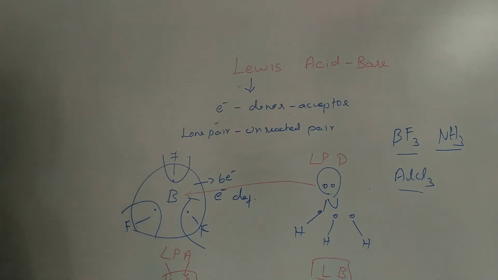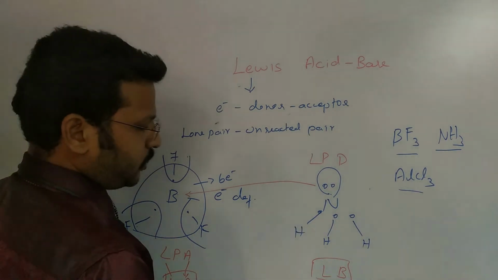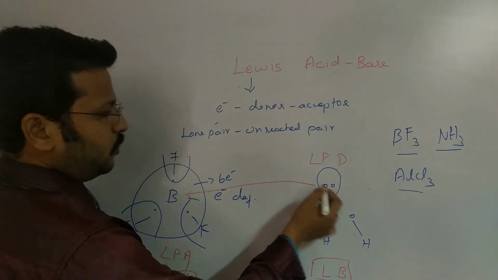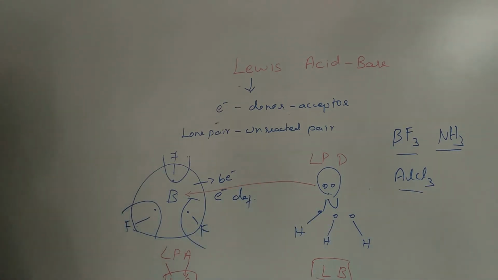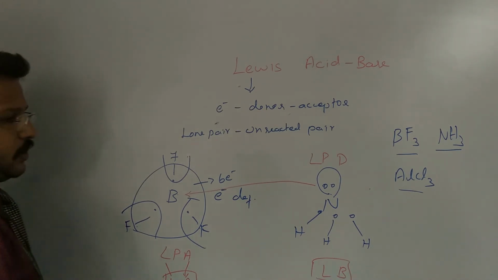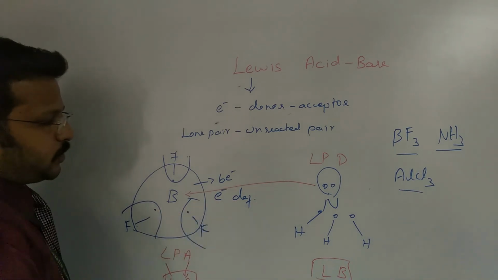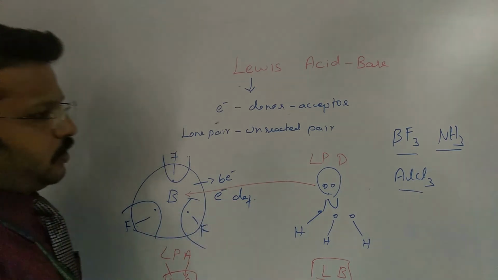The basic character of such compounds depends on how effectively they donate the lone pair. And these Lewis acids are electron deficient compounds. Comparing boron and aluminium, boron has an effective pull towards the electrons donated from the compound, so definitely it is a better Lewis acid. So finally I conclude Lewis acids are electron pair acceptors, and Lewis bases are electron pair donors.